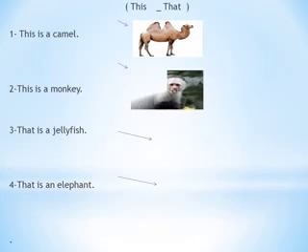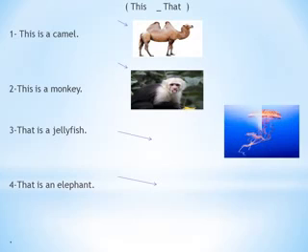Look at number 2. This is a monkey. Also the monkey is near. Near يعني قريب, so we used this. استخدمنا this. But in number 3, that is a jellyfish. The jellyfish is far. Far يعني بعيد. So we used that.